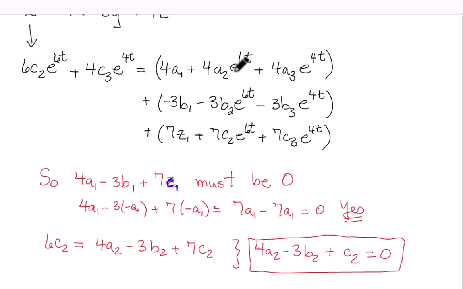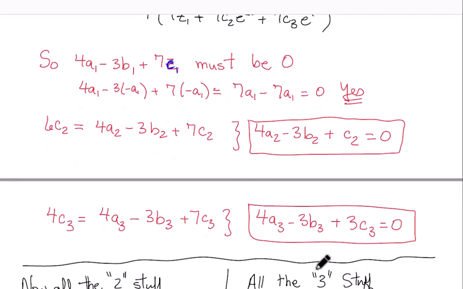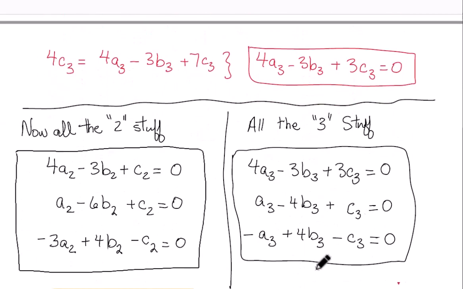And so now I grabbed all the stuff with the e to the 6t's, e to the 4t's. Simplified that and I got my last two equations. So I put it all together. So here's all the 2 stuff, the 2 variables. Here's all the 3 stuff. So I've got 2 systems of 3 equations and 3 unknowns.